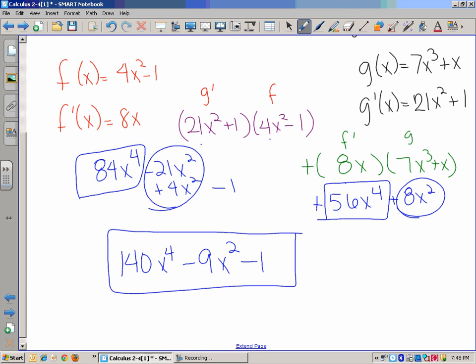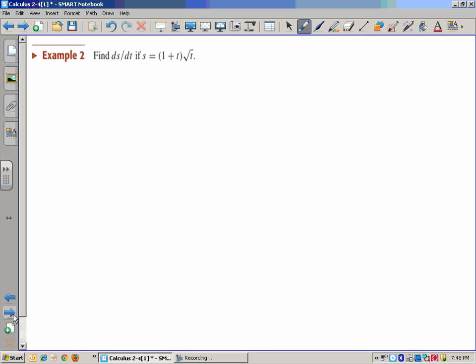So again, derivative of one times the other, add it to the derivative of the other times 1. Okay? Let's do another. Find ds dt if s is 1 plus t times the quantity square root of t. So remember, ds dt is really saying s prime of t. Okay, that's what we're looking for.